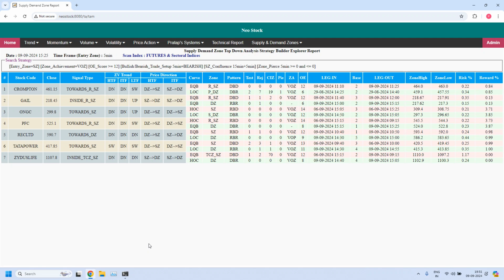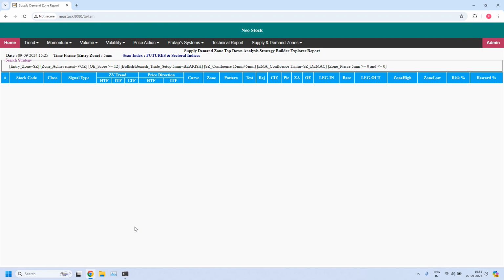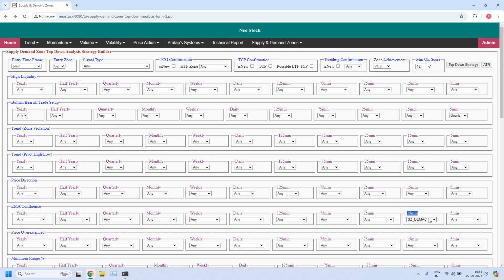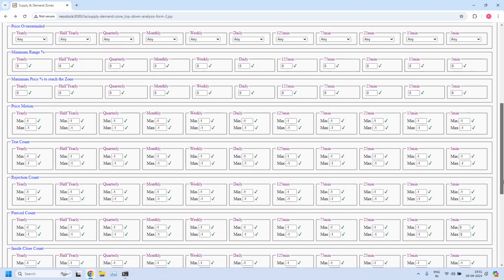Let's verify any of these 15-minute supply zones are having daily EMA confluence. So to further add the probability, the EMA confluence 15 minutes time frame, the 15 minutes supply zone with the daily EMA confluence. No stocks, so no issues. Next, let's look for LTF, ITF, HTF confluence, removing the EMA filter, because earlier 7 stocks are filtered.